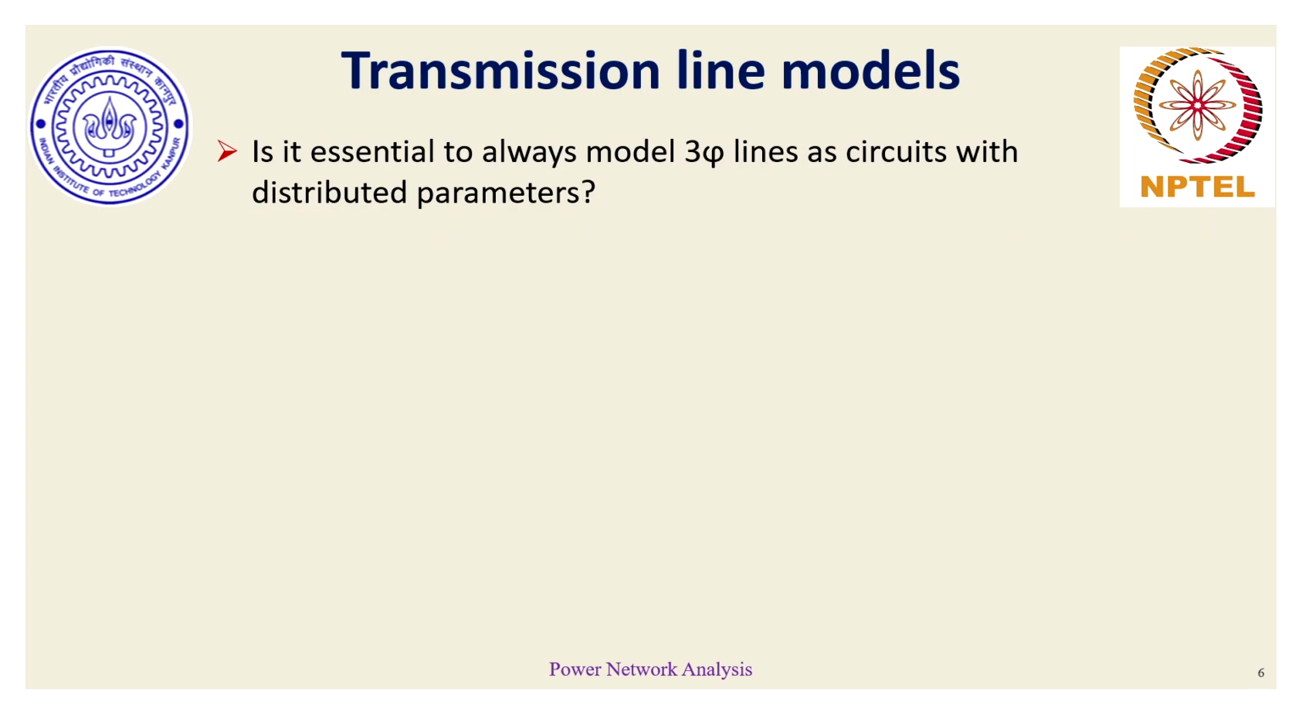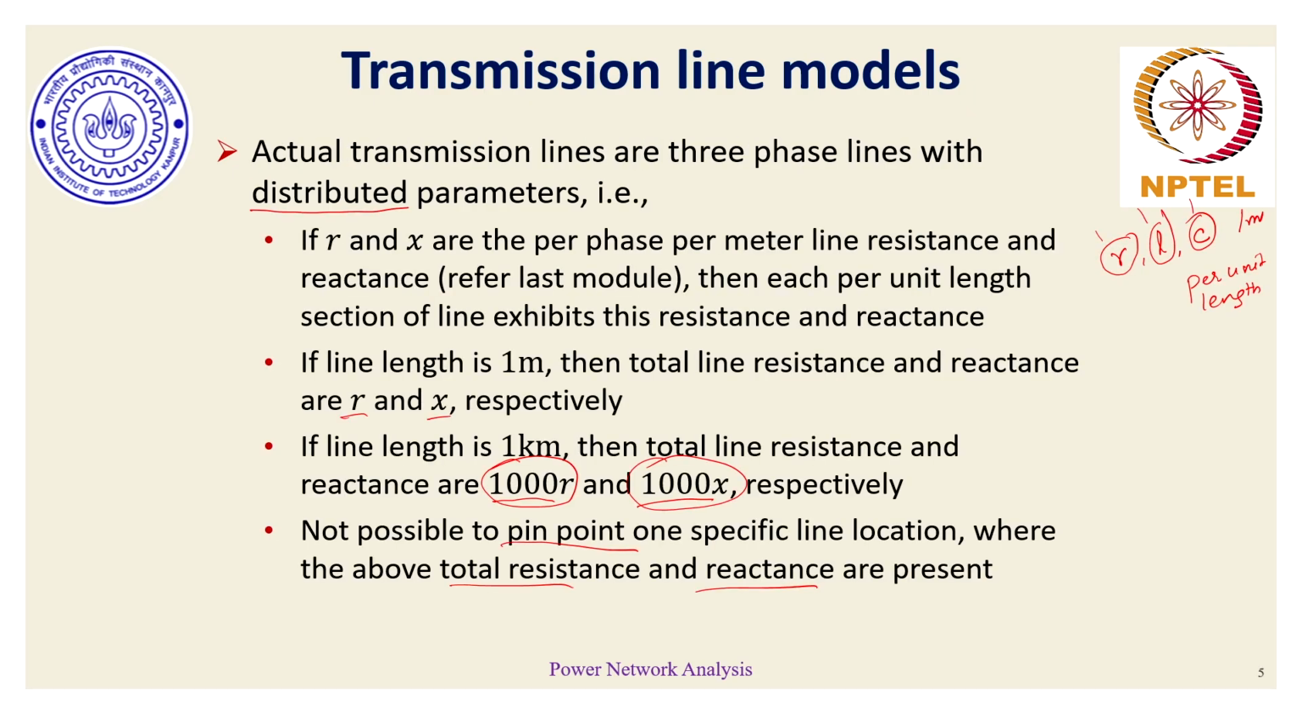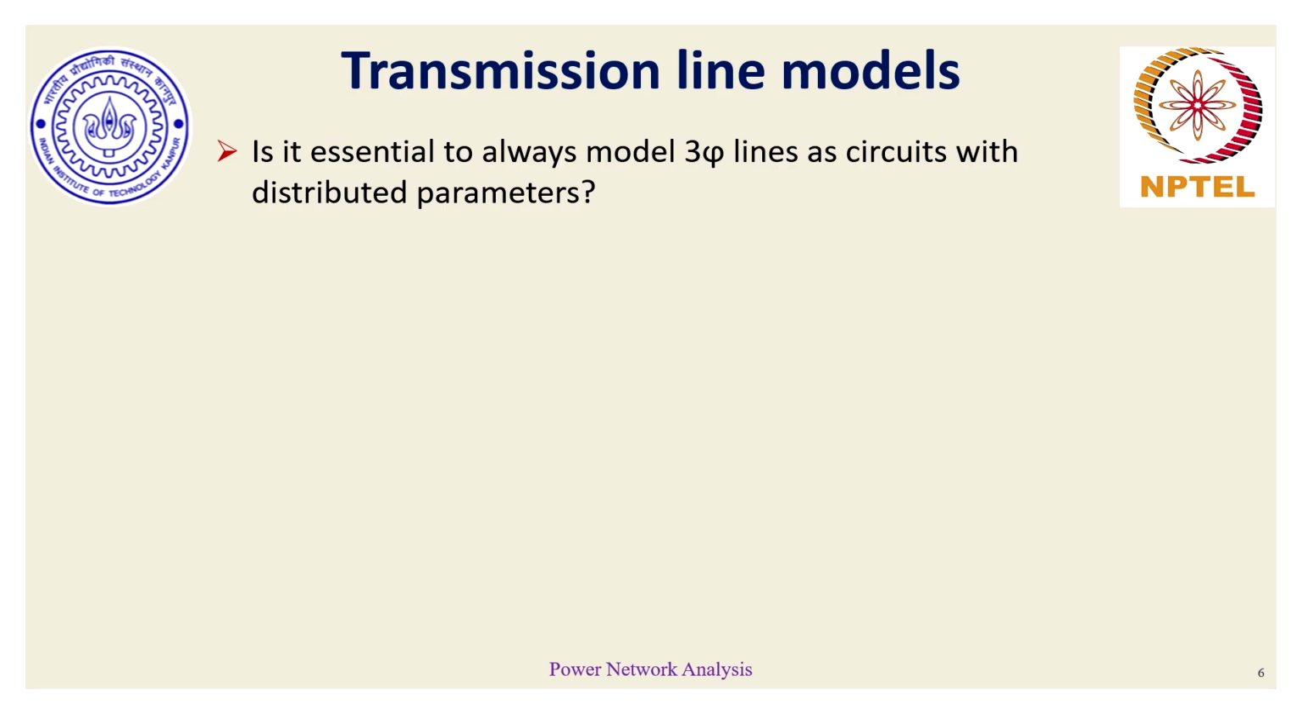So the question comes: is it always essential? Because if that's how our transmission lines are designed, they are supposed to have distributed properties, and that's the reason why we have evaluated our reactances and resistances in the previous module on a per unit length basis. Is it always essential to have three-phase lines modeled as circuits having distributed parameters? The answer is at times yes. The answer could also be at times no.